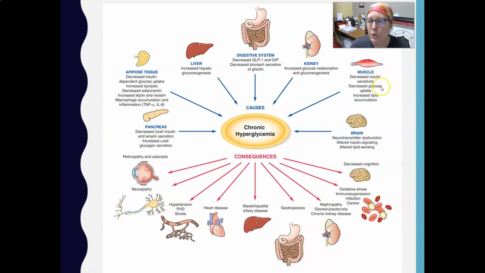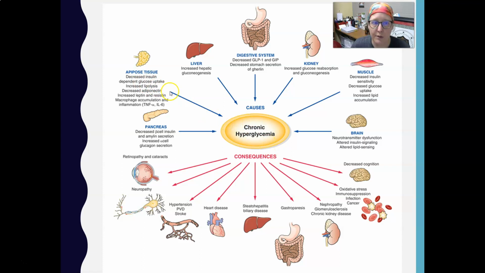In the muscles, you start seeing decreased insulin sensitivity, decreased glucose uptake, and increased lipid accumulation, and that can lead to chronic hyperglycemia. In the kidneys, you can see increased glucose reabsorption and gluconeogenesis. In the digestive system, you have decreased GLP-1 and GIP, and decreased stomach secretion of ghrelin. Remember, ghrelin is the satiety hormone, so that makes you hungry all the time. In the liver, you get more gluconeogenesis driven by glucagon, and again, that adds glucose into the system.